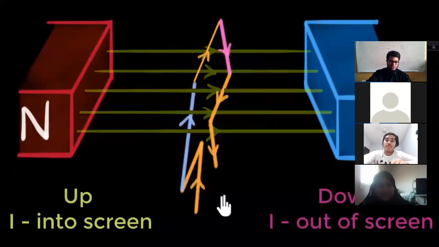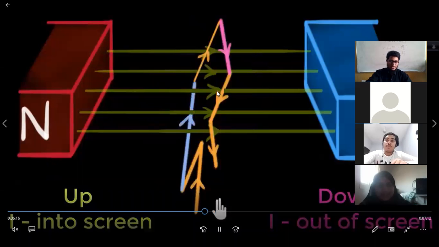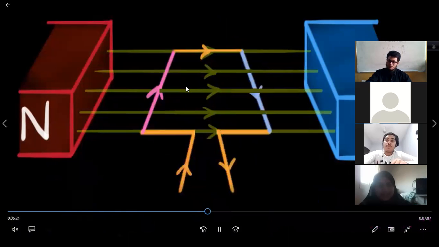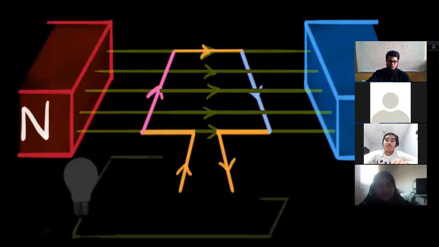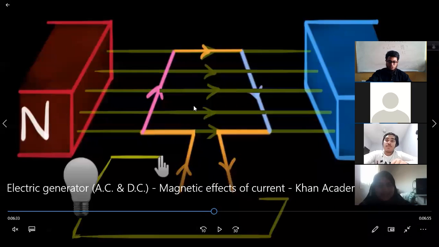In reality, what will happen is this will not stop, it will continuously rotate, and whenever it crosses the perpendicular position, the direction will be changing. The process is a continuous one. As long as you keep rotating the turbine and the coil is connected to the turbine, it will keep changing in this way.